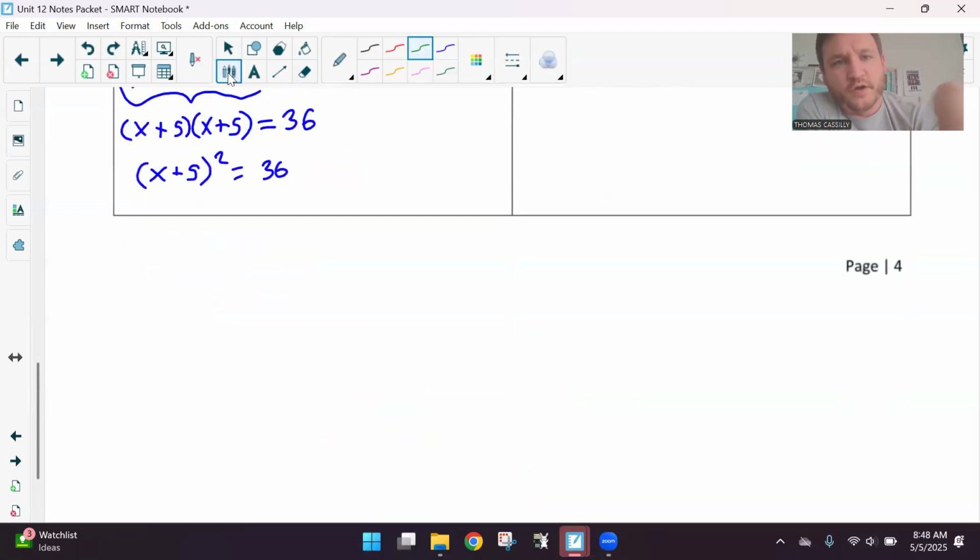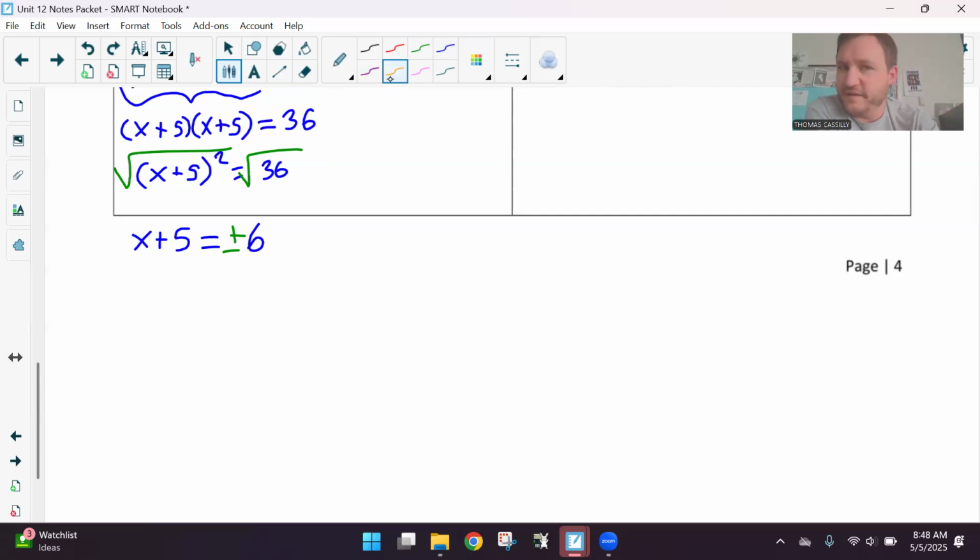We need to square root both sides here. A square and a square root cancel each other out. So we are left with x plus 5 equals, and now be careful on this one, plus or minus 6. That literally means plus 6 or minus 6. So from here, this is the last step, and this might be a little bit new, or you might not have done this in a while.